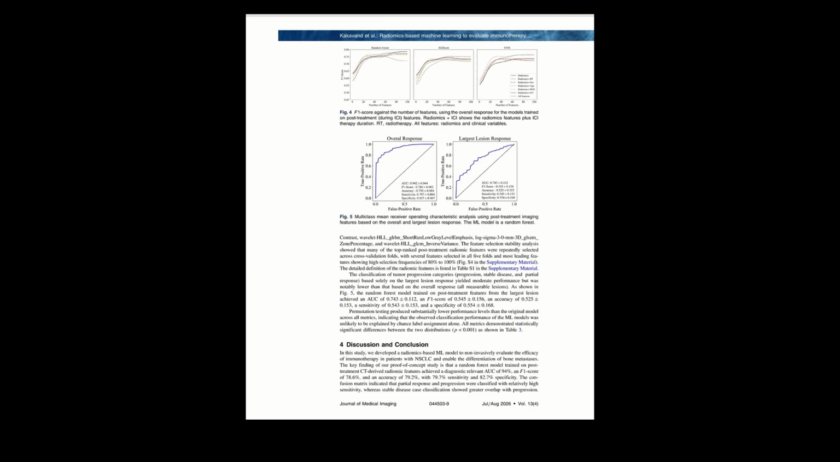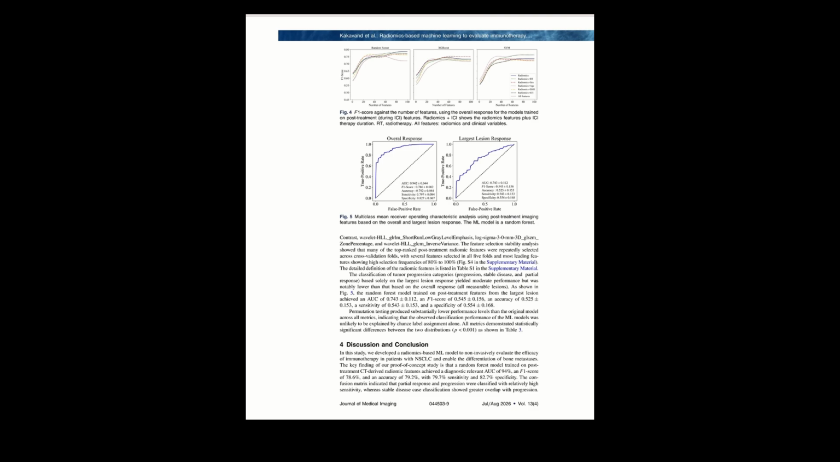Yeah. And a crucial finding here is how they evaluated the lesions. Oh, right. The data demonstrated that evaluating the overall response across all lesions was mathematically superior to just evaluating the single largest lesion. Because metastatic cancer isn't uniform, right? Right. Different spots in the bone might react differently. Exactly. So looking at the aggregate picture gives a much more accurate assessment.